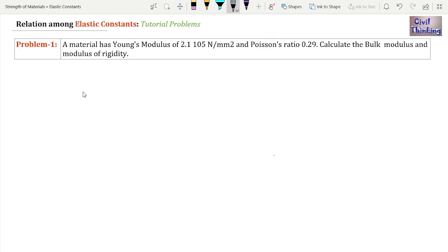Now you know the elastic constants, they are denoted like this. E is the Young's modulus, and it is equal to 2.1105 Newton per millimeter square. Poisson's ratio is denoted with the Greek letter mu and it is 0.29. We have to find the bulk modulus and the modulus of rigidity.